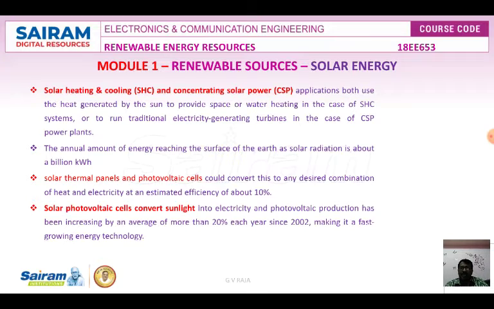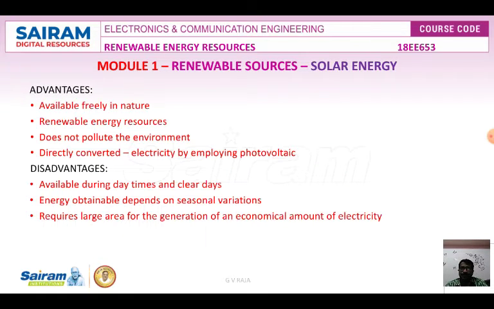Advantages: solar energy is available freely in nature. It does not pollute the environment. It can be directly converted into electricity by employing photovoltaic cells. Disadvantages: it is available only during daytime and clear days. The solar energy obtained also depends upon seasonal variations, and it requires a large area. That is the major drawback. It requires a much larger area.